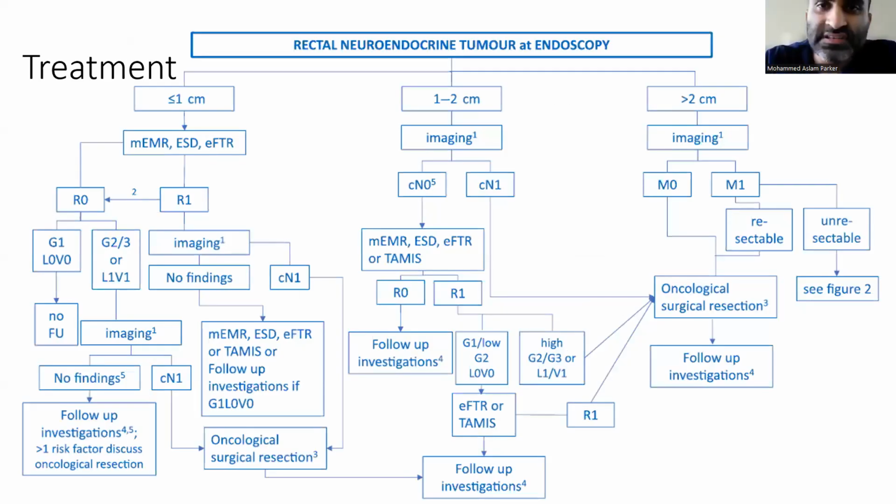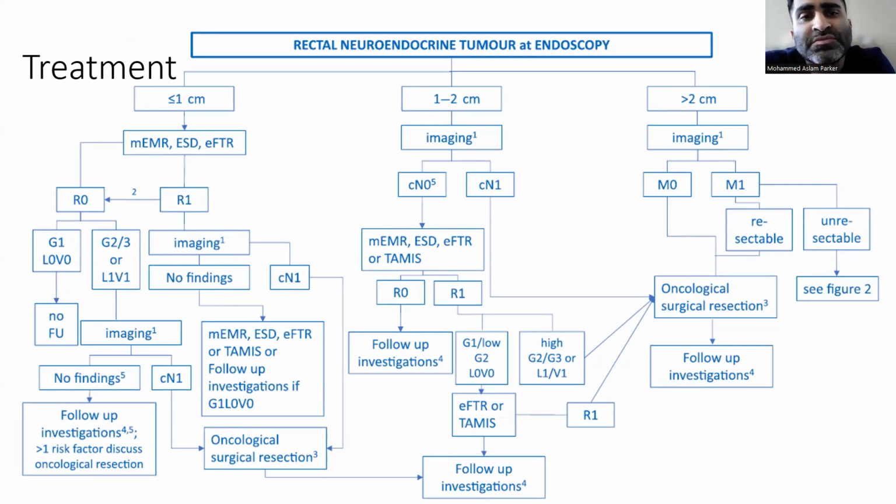So this is quite a busy slide. I'm going to start by going through the treatment algorithm of patients with rectal neuroendocrine tumors. I'm going to go through the slide and then go through the management. So for more than a 2 centimeter lesion, I think one needs to do imaging first. If there's metastatic disease, one would consider oncological surgical resection with follow-up investigations. I will give further information about the follow-up investigations when I've done explaining the algorithm.